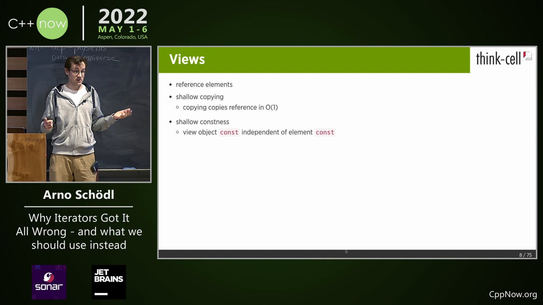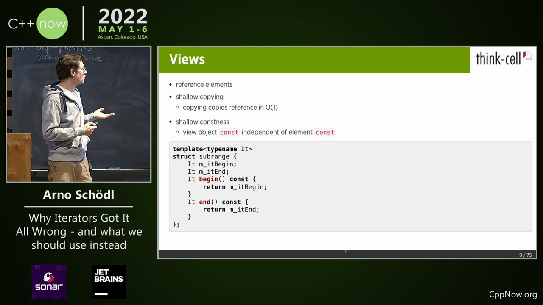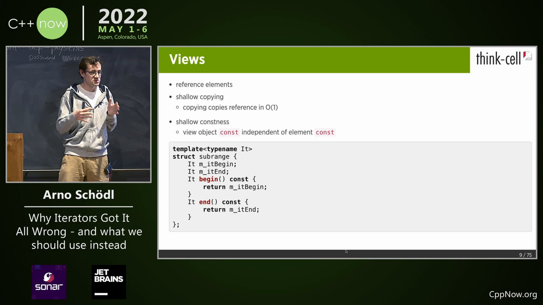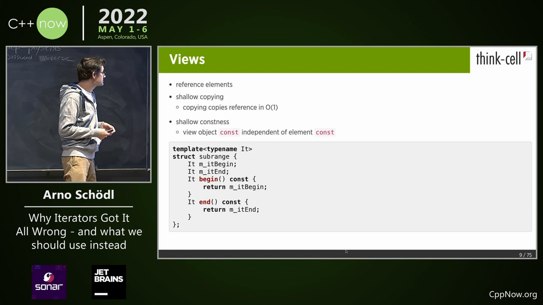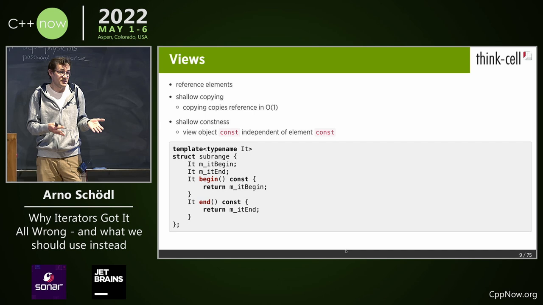Now, really, these views were already in the standard before. They just came in the disguise of an iterator pair. And we basically removed that iterator pair and said, OK, now we put this into one object, and we call that a view. And now we pass views to most algorithms. And we have in the standard the subrange, which is exactly that. It's a pair of iterators.